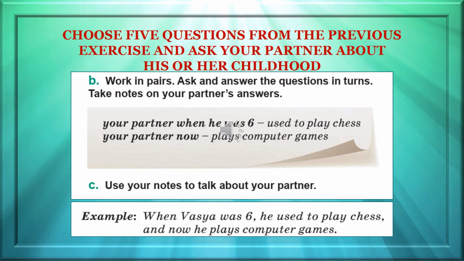Make some notes. For instance, your partner, when he or she was 6, used to play chess. Your partner now plays computer games. Then you will report the results of the interview to the class. For example, when Vasya was 6, he used to play chess, but now he plays computer games.